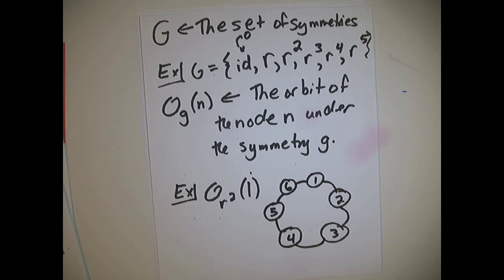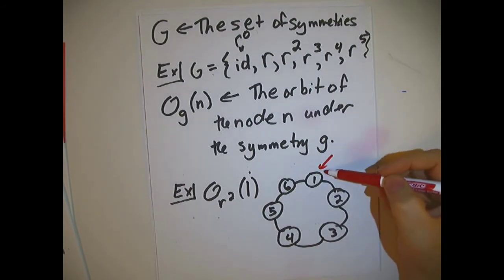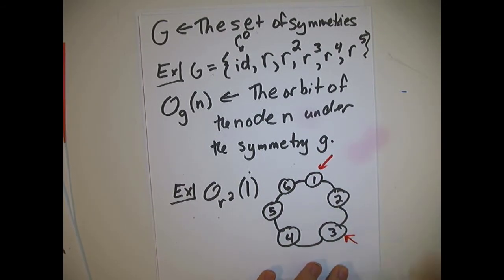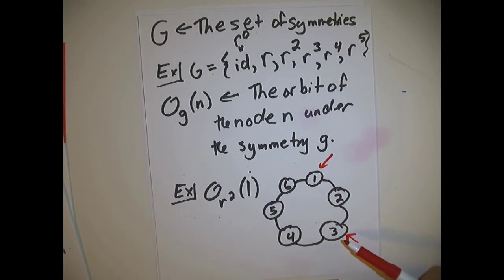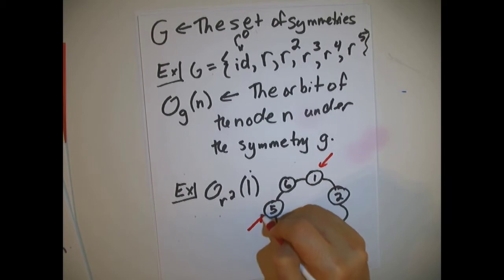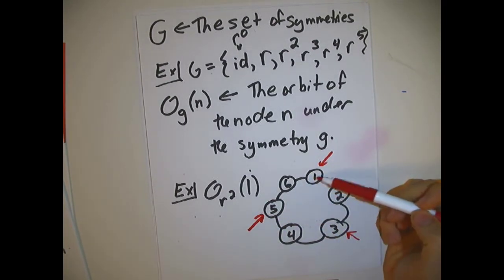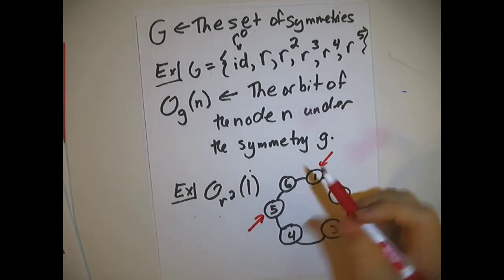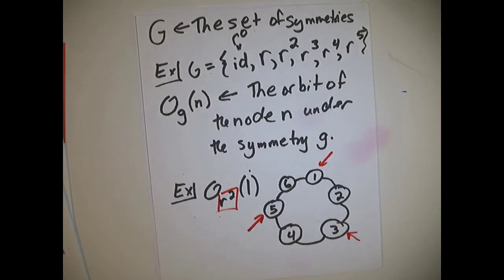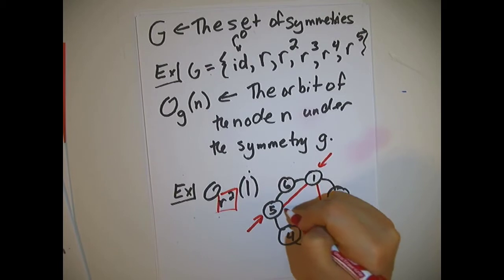If I start here at node 1, and then I apply this r squared symmetry, where do I end up? Well, I end up down here at 3. And then if I apply the r squared symmetry again, then I end up here at 5. And then I end up back to 1, and back to 3, and back to 5. And so what we're really observing here is that under this symmetry r squared, these 3 points are tethered together.